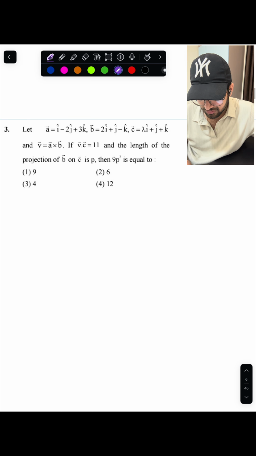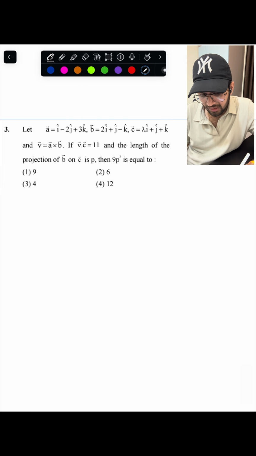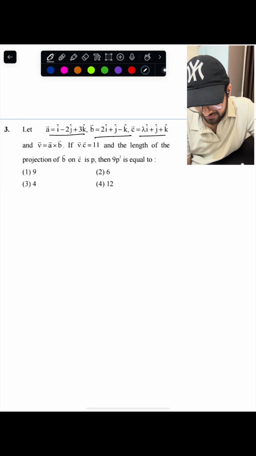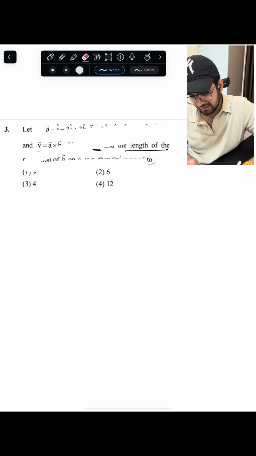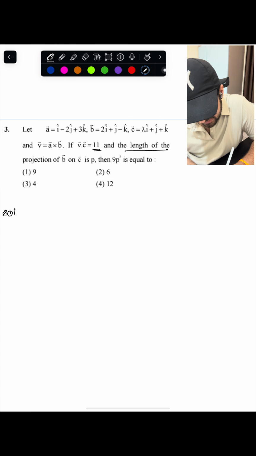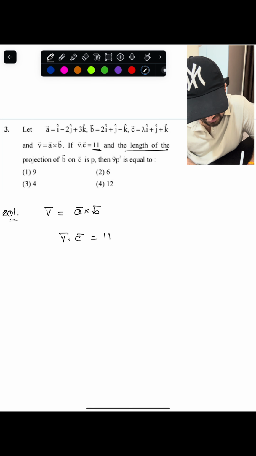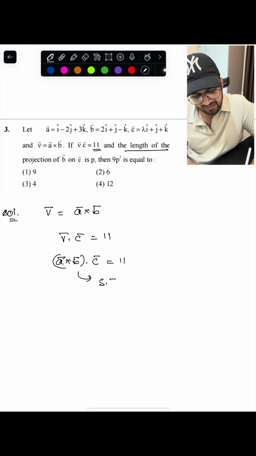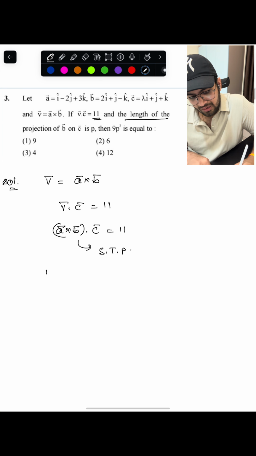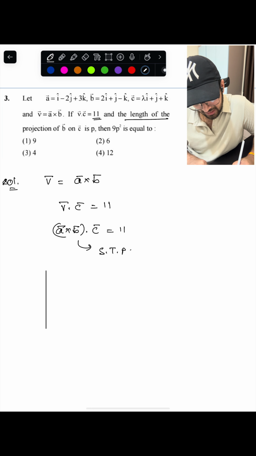So let's move to the third question. What is given here? Simple vector algebra question. A bar is given, B bar is given, C bar is given. V bar is given as A bar cross B bar. Now V bar dot C bar is 11 and the length of the projection of B bar on C bar is P. So V bar is A bar cross B bar and V bar dot C bar is 11, which means A bar cross B bar dot C bar is 11. You can take it as a scalar triple product. We already know how to solve a scalar triple product. So you can calculate the determinant, that's it.